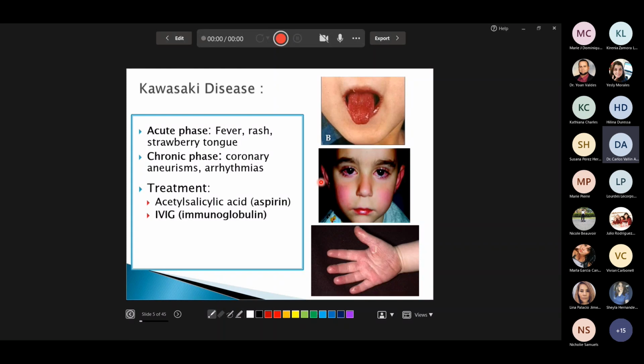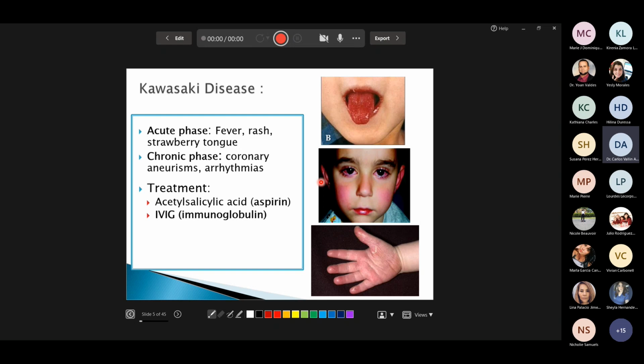The initial manifestations are basically fever, a lot of fever, but the fever comes with a rash. This rash helps the doctor suspect the disease. It's a rash that affects the hands and the fingers a lot, and it produces a strawberry tongue, and there are tests that allow confirming that it's Kawasaki disease. If this disease is not properly treated, it evolves to a chronic condition in which the heart is affected. That's the importance of the correct recognition and diagnosis of Kawasaki disease.